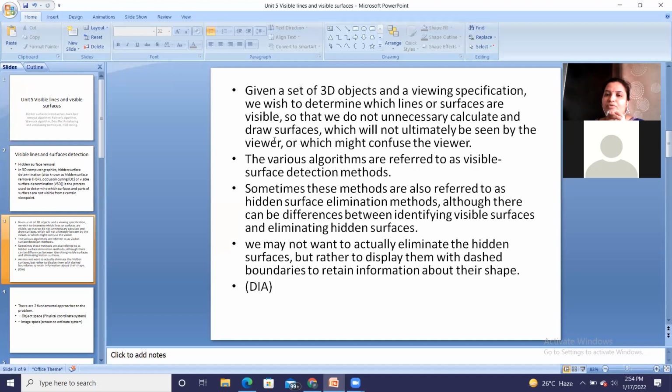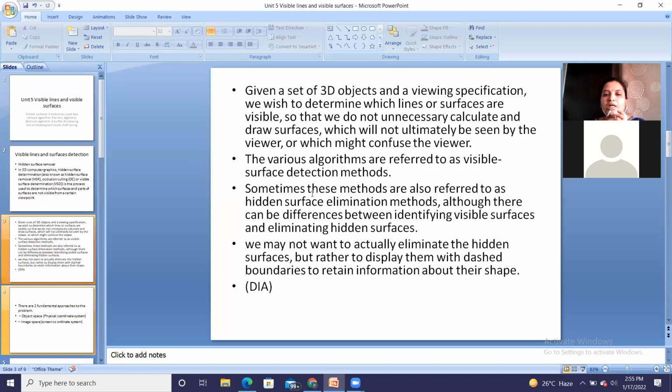We saw that if I am drawing the objects, then it creates confusion about which object is in the front and which object is at the back. So that creates the confusion. Okay, so we need to have visible surface detection. The various algorithms are referred to as visible surface detection methods. So we have different algorithms. We are going to see those algorithms in our coming lectures.